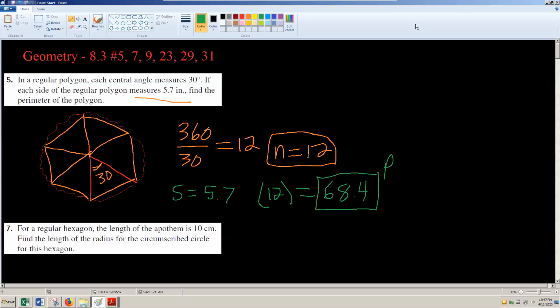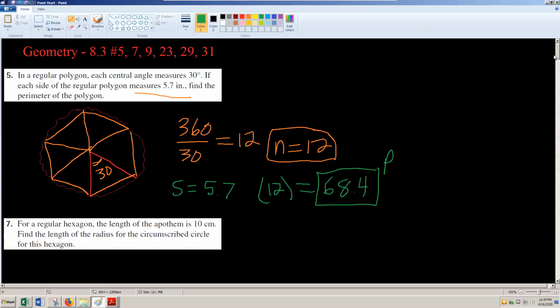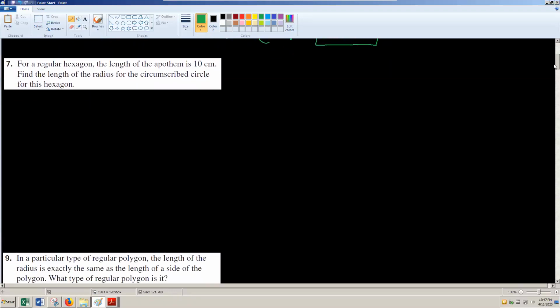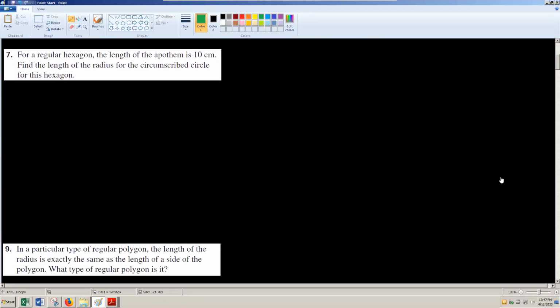Cool. Let's look at number 7 here. We have a regular hexagon. Again, the common theme here is all regular polygons. For this regular hexagon, the length of the apothem is 10 centimeters. I want to find the length of the radius for the circumscribed circle. A circumscribed circle for this hexagon means it's on the outside.